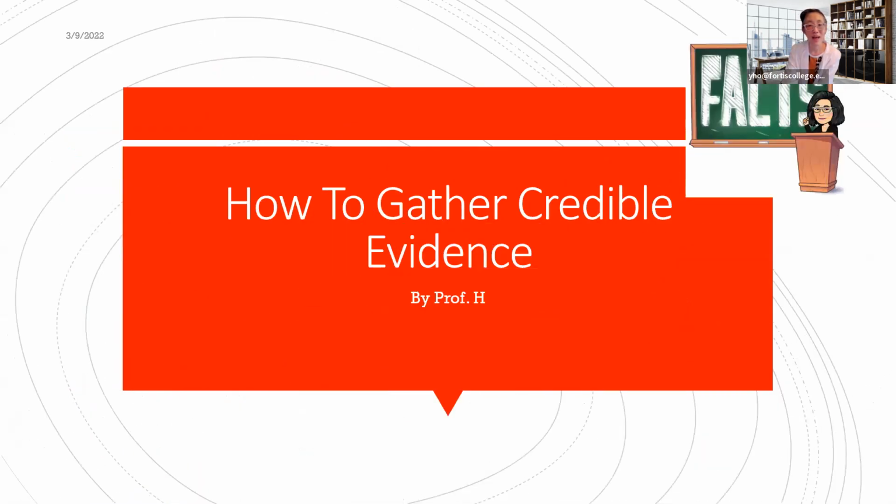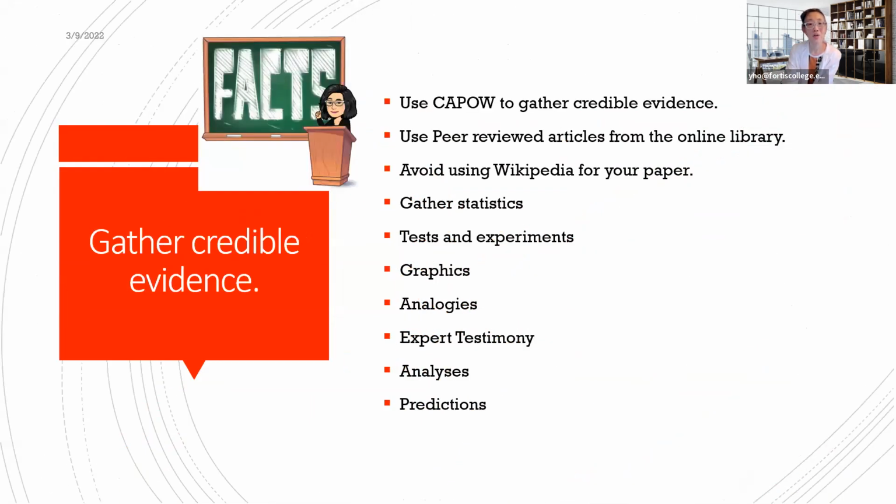All right. So how to gather credible evidence, we're going to go over in week 10. I'm going to go over KAPOW. KAPOW stands for currency, authority, purpose, objectivity, and writing purpose. Just like you learn to analyze ethos, pathos, and logos, you're going to learn to analyze everything using KAPOW. If it passes the KAPOW test, then you know that source is credible and you can use it for your paper.